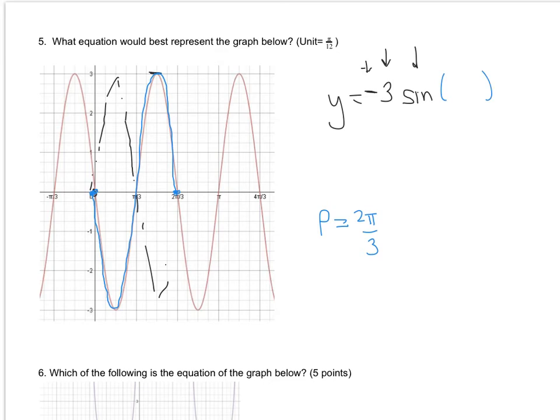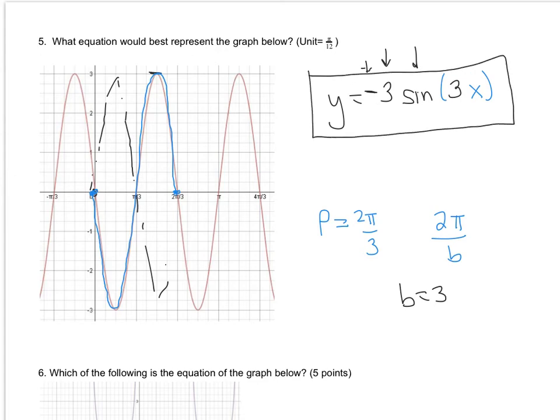Well, to write my equation, I need to figure out what the number I put in front of x is. Well, if you remember from the previous problem, it said the period is always 2 pi over b. So in our case, b is obviously 3, because if I want to get 2 pi over 3, I need to put a 3 on the bottom. So I can put a 3 here. So y equals negative 3 sine 3x is going to best represent this graph on the left.